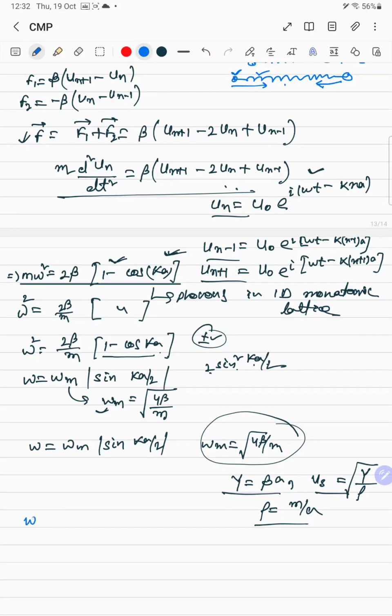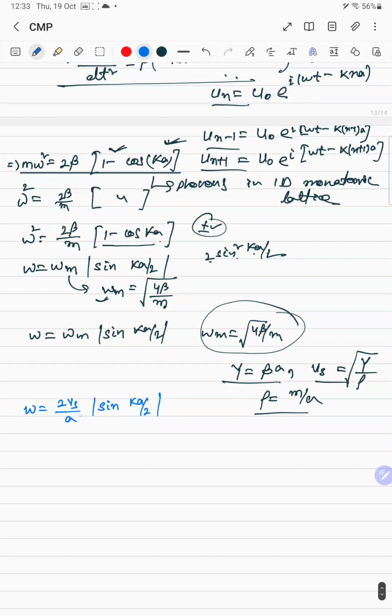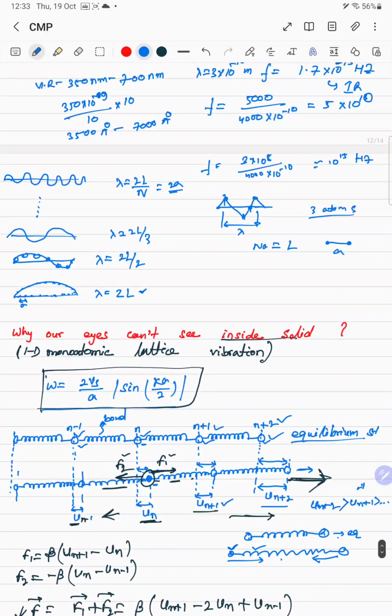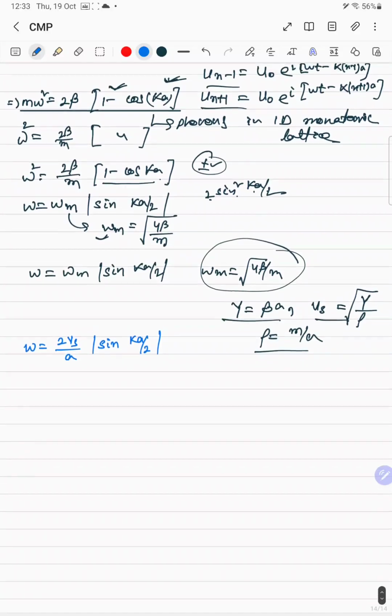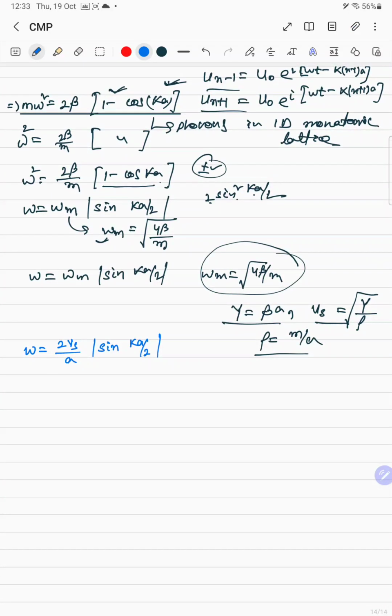So the final relation is omega equals twice Vs by a, modulus of sin ka by 2. On the basis of this equation, I will give you the answer why our eyes can't see inside a solid. Now let's draw the graph of omega versus k. So we will plot omega here, and this is k.